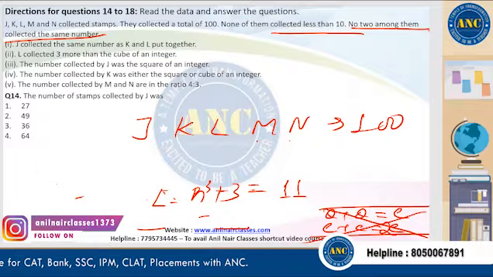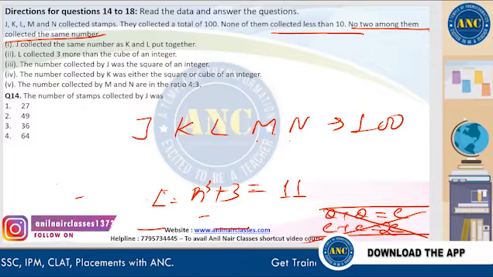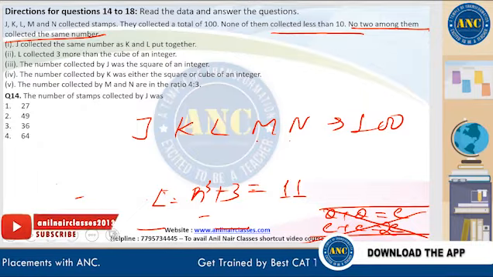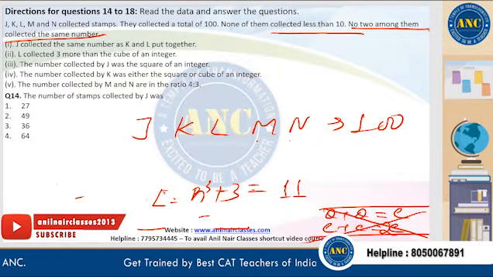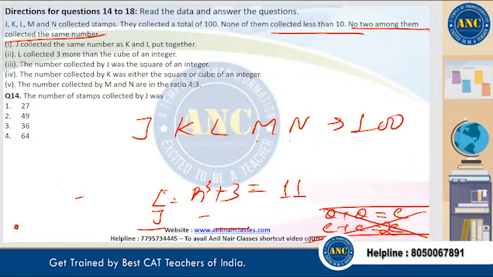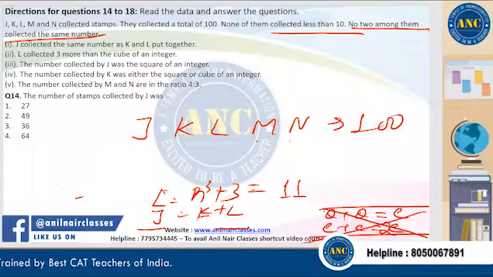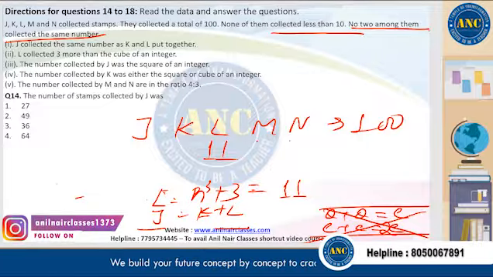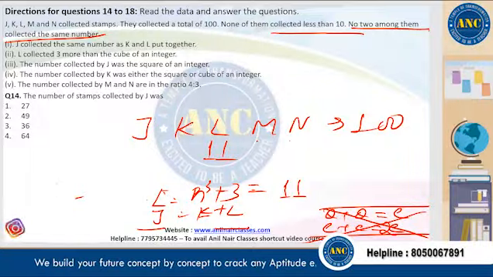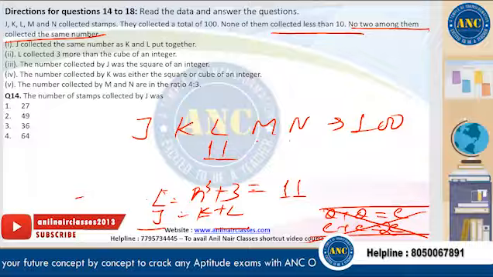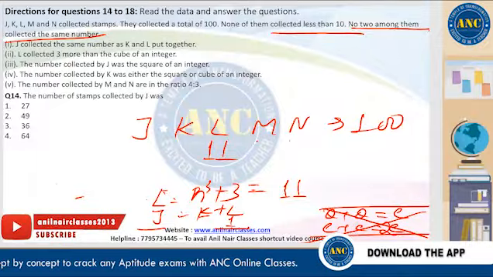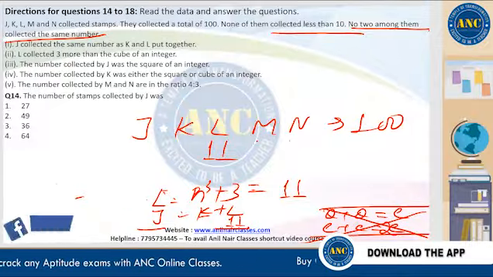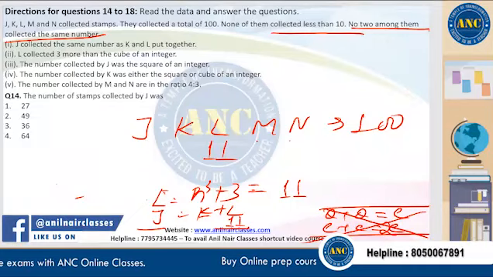If we write L is equal to 30, we still could not assign a value to M and N. So we know for sure L is 11, and J is equal to K plus L. The number collected by J was the square of an integer. So we know L was 11, K is some number, and J is the square of an integer.